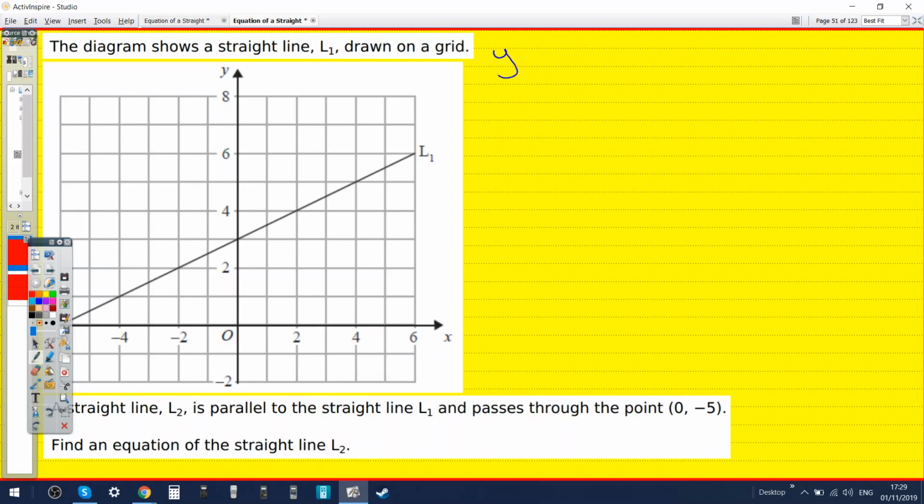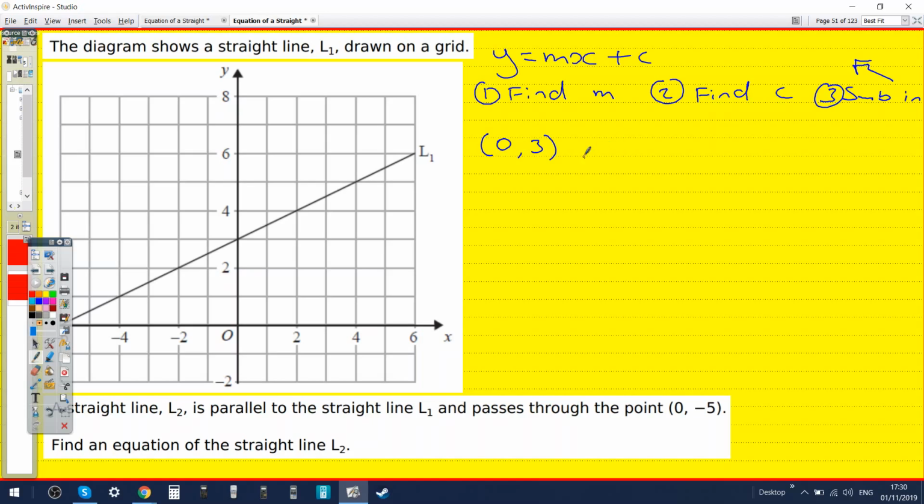So y equals mx plus c. Find m, find c. Okay, 0, 3 being the first coordinate, and then 2, 4 being the second one.